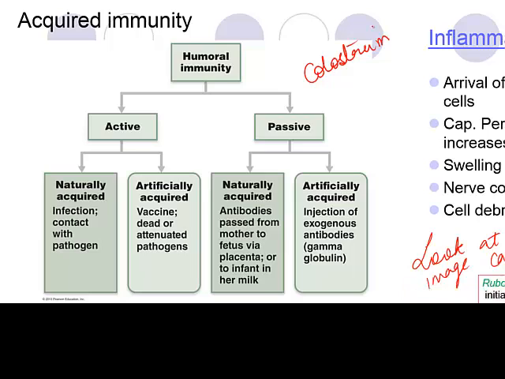Go ahead. I've heard about naturally acquired immunity several times, and I've really only heard of this example with breast milk. Can you think of any other naturally acquired examples, or is that kind of it? Through breast milk and through the placenta. Yeah. None that I can think of.